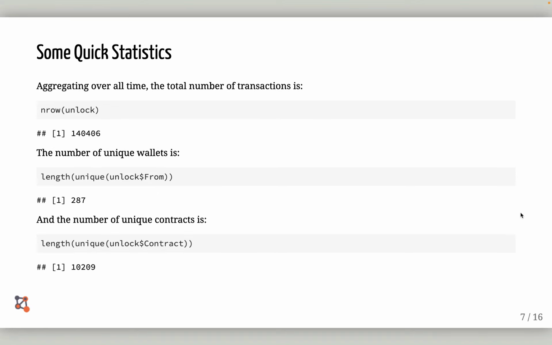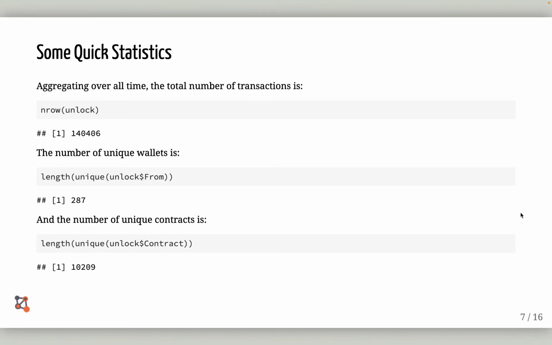Okay, and then we might want to look at some quick statistics just to give us a feel for it. The total number of transactions aggregated over all time is 140,406. That's effectively the number of rows in the resulting data set. There are 287 unique wallets and 10,209 unique contracts that we see. So that's kind of what we're working with here.